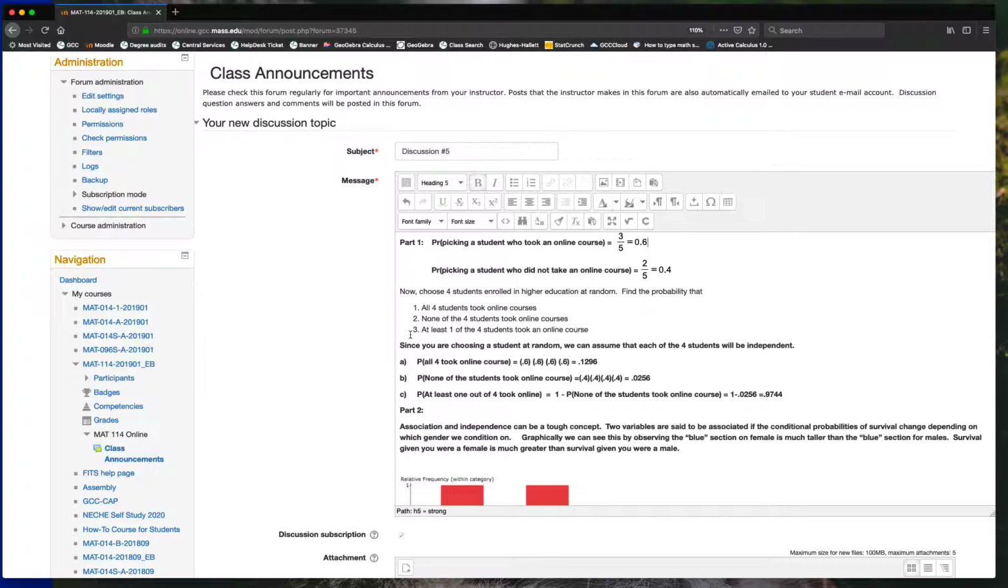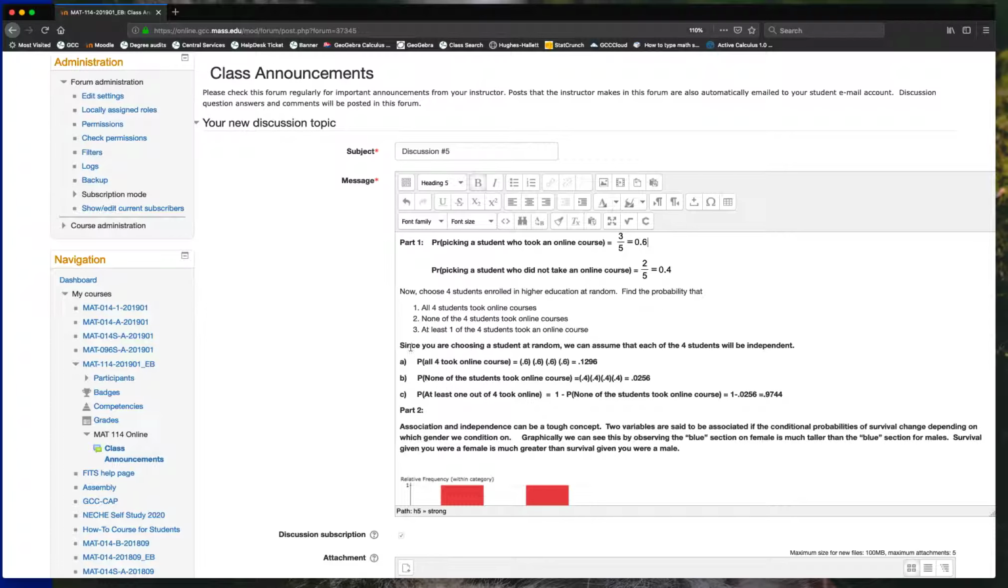The third one is the most difficult. It's the probability that at least one of the 4 students took an online course. Now, to calculate that exactly would be difficult unless we realize that this is a complement of something we've already calculated. So at least one of these 4 is the opposite of none of the 4 took an online course. So knowing that this is the complement of what we just calculated, we can use that idea and do 1 minus the probability that nobody took an online course.